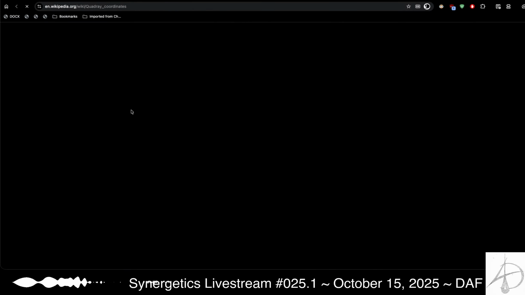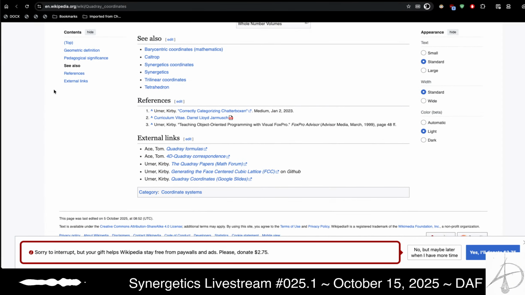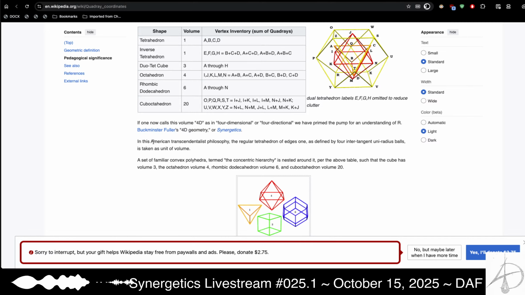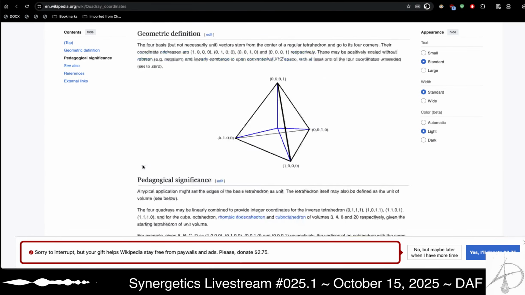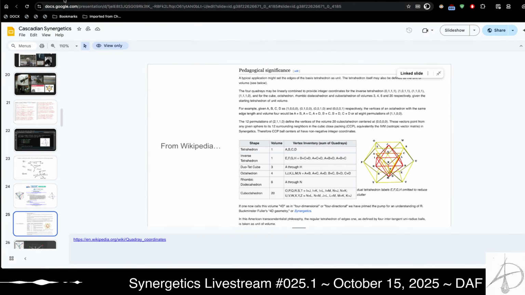Quadray coordinates have a Wikipedia article, a short Wikipedia article, but it does link to several Kirby and several Tom Ace references, and to American transcendentalism philosophy, and so this is something that could probably get expanded on. And it has different sections.